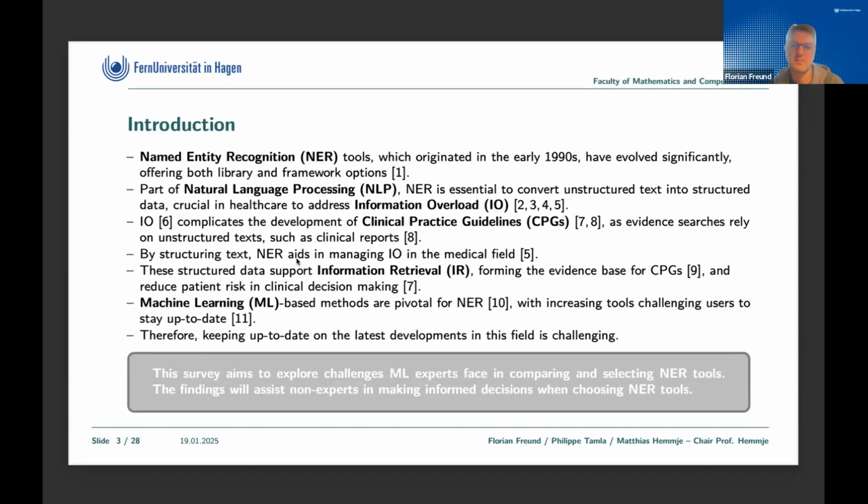Recently, machine learning-based methods are pivotal for named entity recognition, and there is an increasing number of tools, which makes it challenging for users to stay up to date on the latest developments in this field. So the research goal of our survey is to explore the challenges machine learning experts face when they compare and select named entity recognition tools. The findings will assist non-experts in making informed decisions when choosing named entity recognition tools.